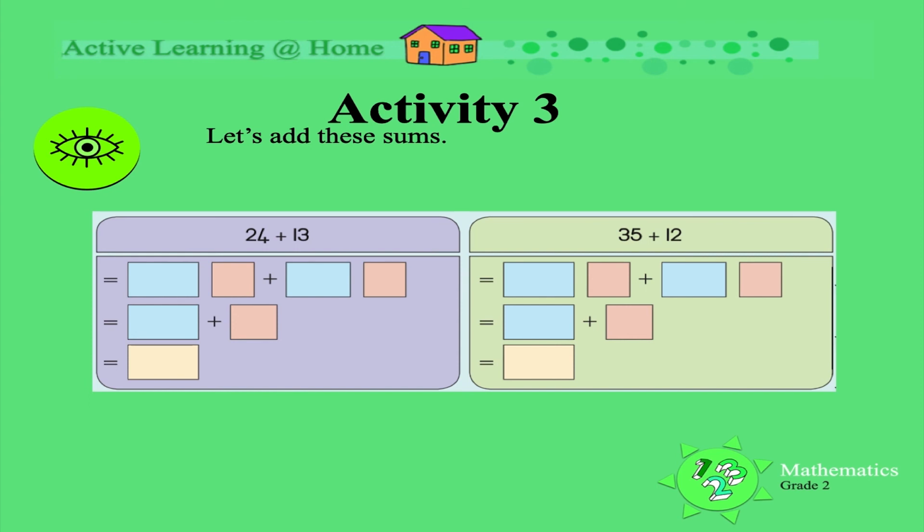24 plus 13. Did you get 37 as your final answer? Good job if you did. If you didn't, check your steps again to see where you might have gone wrong. 35 plus 12. Did you get a final answer of 47? Remember to check your steps along the way.